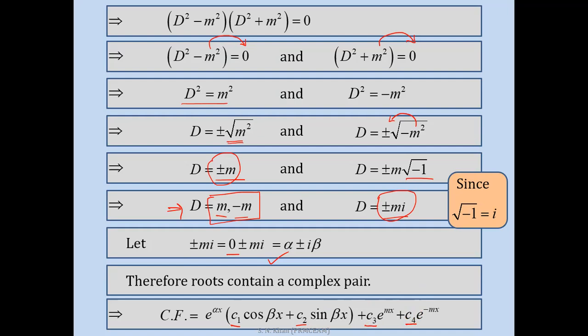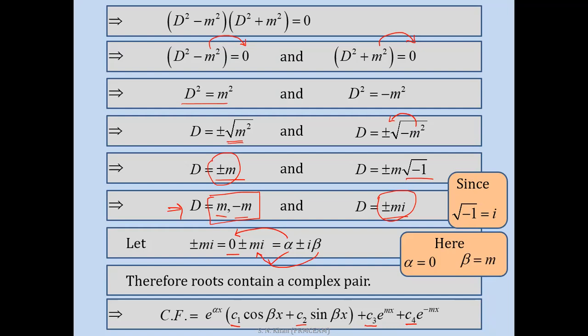Now we have to substitute the values of alpha and beta. So let's see what alpha is and what beta is. Alpha is the real part, it is 0 here. And beta is the imaginary part. Imaginary part means the coefficient of i, so it is m. So the value of alpha is 0 and the value of beta is m.